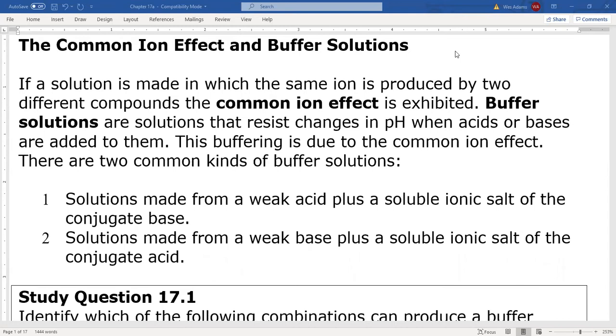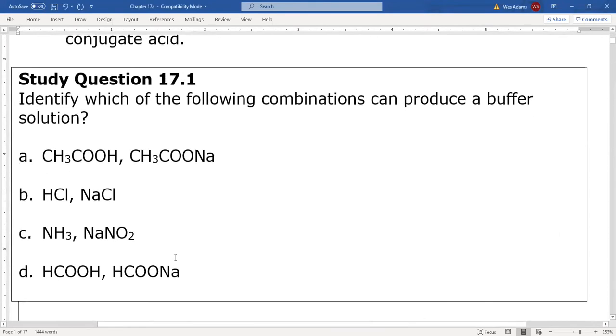So if we look at this question below, what we have is a couple of different options. Which of these could potentially produce a buffer solution? If I look at A, we've got acetic acid in a solution of sodium acetate. That would form a nice buffer solution because I've got a weak acid and a salt of its conjugate base. In B, I've got HCl and NaCl, where chloride is certainly the conjugate base of the acid HCl, but HCl is a strong acid, so there's no equilibrium there. That's not going to work.